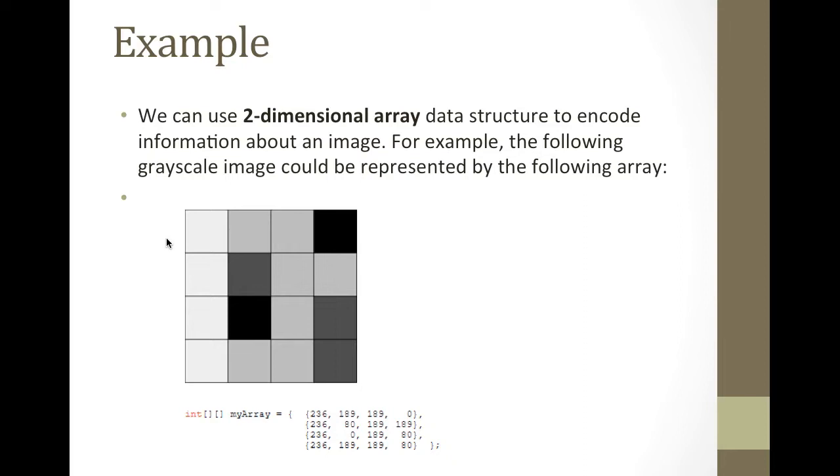Alright, another one. We can use a two-dimensional array data structure to encode information about an image. For example, the following grayscale image could be represented by the following array. What is this? For example, in the first place, this color is shown with these numbers. 236 is this color.